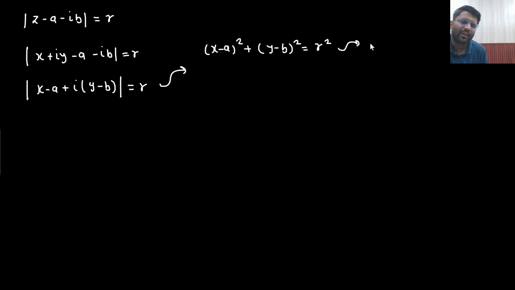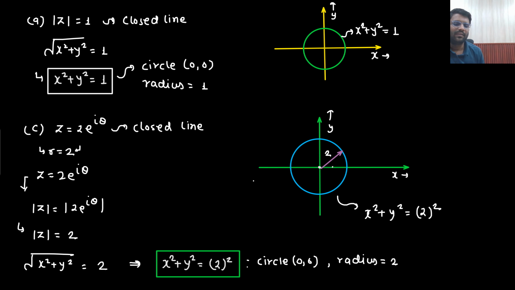That means it will turn out to be a circle of center a comma b and radius r. So if there is this negative sign, that means center will be a comma b. Both negative signs are there, center would be a comma b, radius would be r. If there were positive signs, then what would be the center? Center would be minus a comma minus b. If this was the scenario, then center would be minus a plus b. And if this was the scenario, then center would be a minus b. Understandable? And radius is this r.